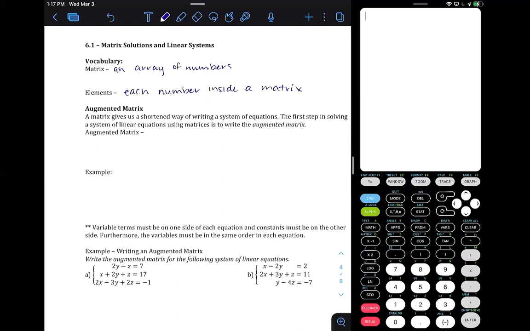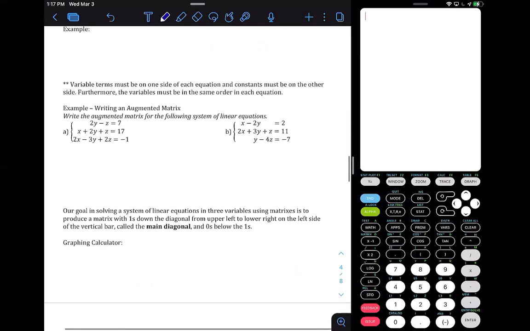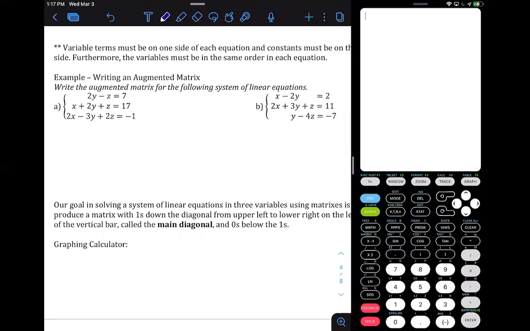So what we're going to be focusing on is looking at augmented matrices. A matrix gives us a shortened way of writing a system of equations. The first step in solving a system of linear equations using matrices is to write the augmented matrix. So we're going to ignore this example spot right here, and we're just going to write these two examples as augmented matrices. What we focus on is just the coefficients. We're going to fill in anything that's missing with a 0.